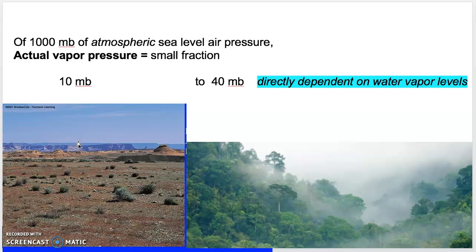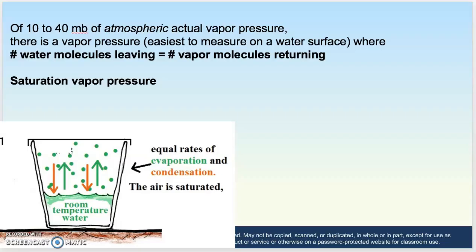And in the desert, there is really not much water vapor in the atmosphere. And in the rainforest, there's a lot more, 4 times more water vapor in the atmosphere. So this actual vapor pressure is entirely dependent on the amount of evaporated water in the atmosphere. It's really the only thing that impacts that measurement.